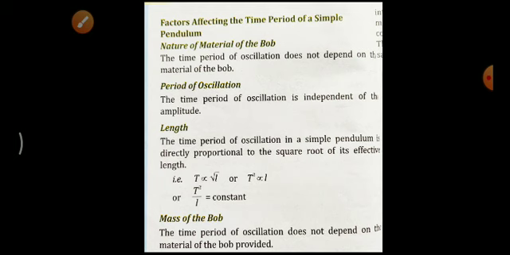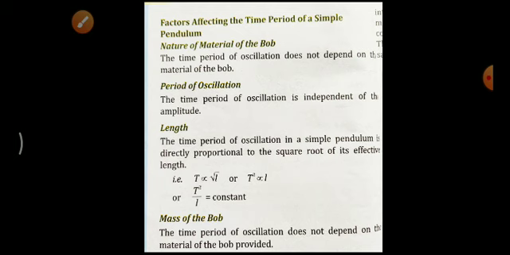Okay, the next one, amplitude of oscillation. The time period does not depend upon the amplitude of the oscillations also. Amplitude of oscillation means the maximum displacement from its mean position. The time period also does not depend upon the amplitude of oscillations, whether it is oscillating with a small amplitude or with a greater amplitude. The time period will remain the same.